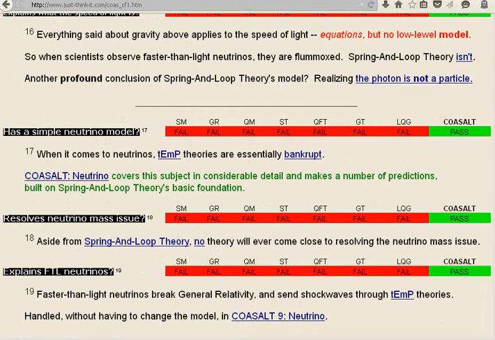Number 19. Does the theory explain faster-than-light neutrinos? Faster-than-light neutrinos break general relativity and send shock waves through the existing mainstream physics theories. This was handled without having to change the model in COASALT 9 neutrino.